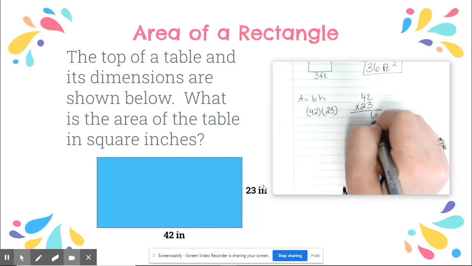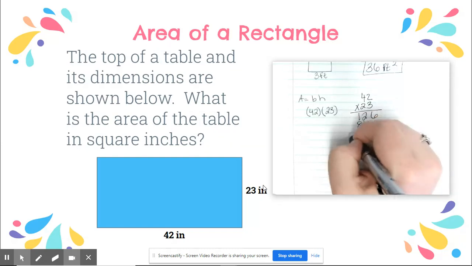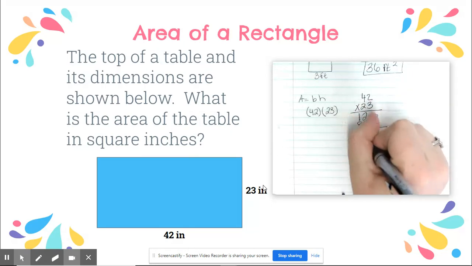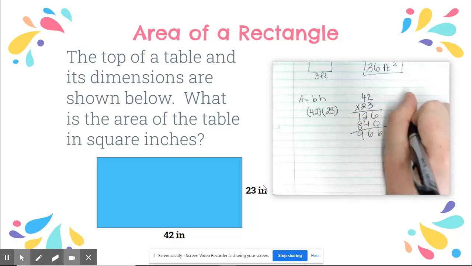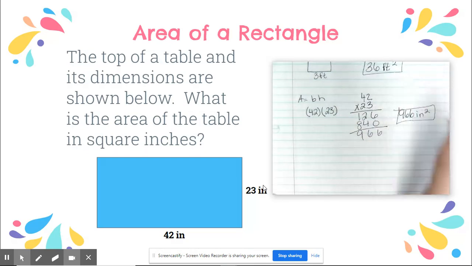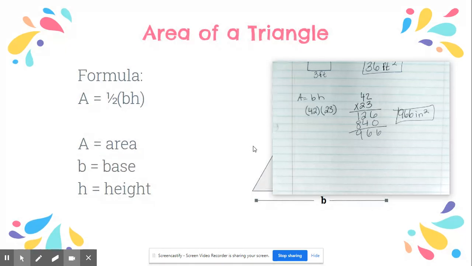3 times 2 is 6. 3 times 4 is 12. Put a 0. 2 times 2 is 4. 2 times 4 is 8. 6. 4 plus 2 is 6. And 8 plus 1 is 9. So my area is 966 inches squared. Okay? And that's all there is to rectangles, guys. You just multiply the two numbers together, and that's what it is.